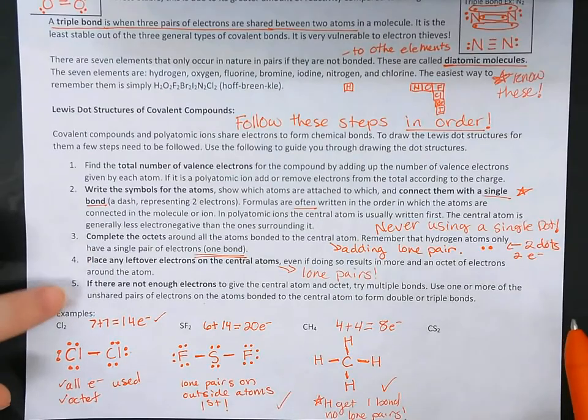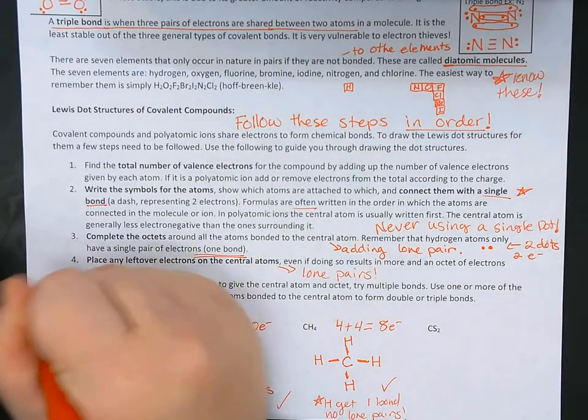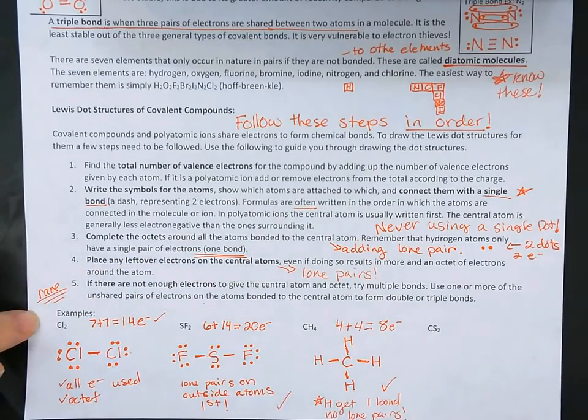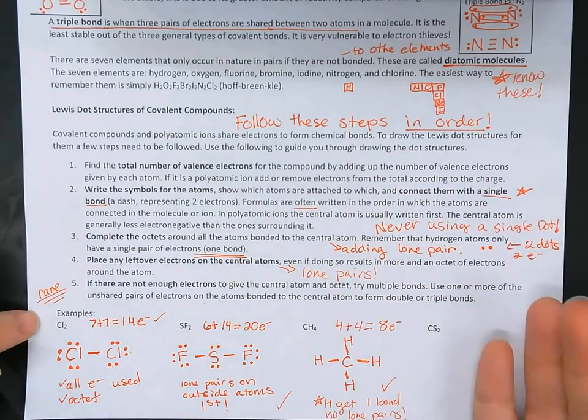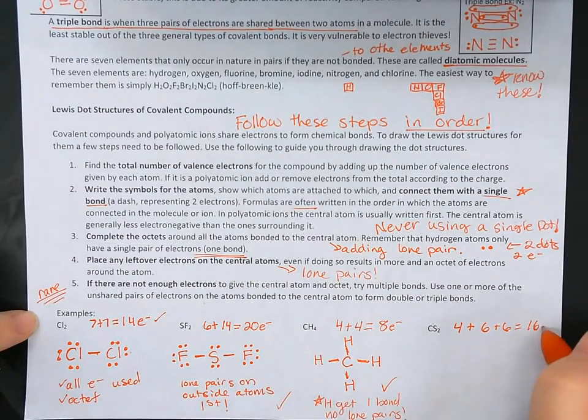This is where we get to finally do step 5, okay? I know, step 5 is rare, okay? You should not have a lot of double and triple bonds. Because they're more unstable, they're not as common, okay? So we've got 4 from carbon, 4 valence electrons, and 6 from each of our sulfurs. So we've got 16 electrons to use.